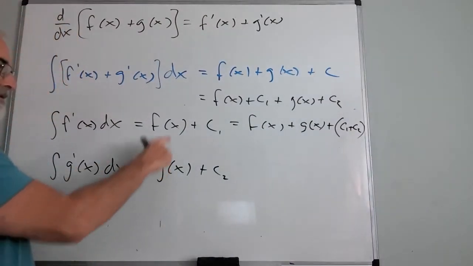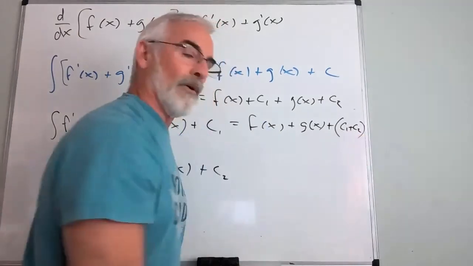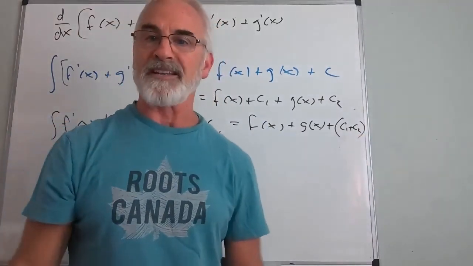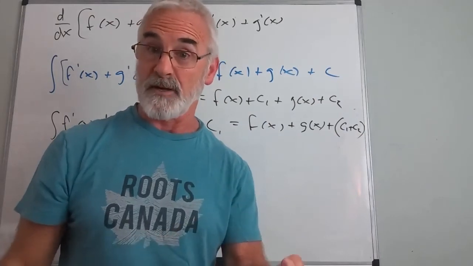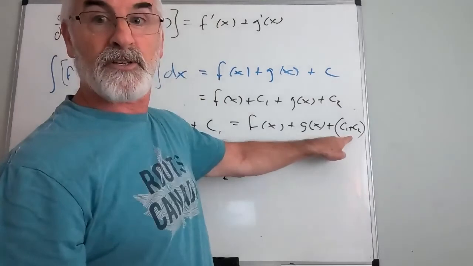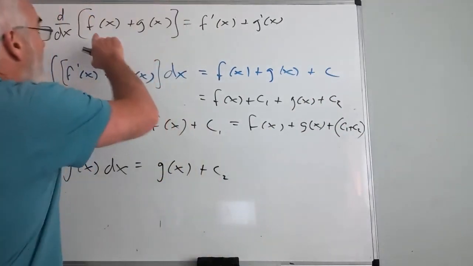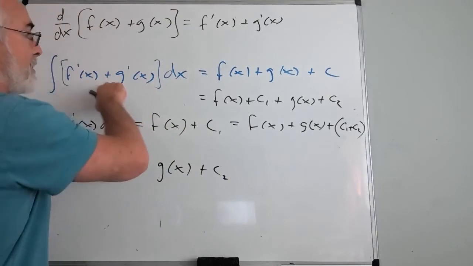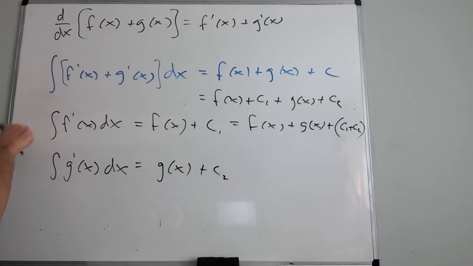If I took this answer and I added it to this answer, I have f plus g plus c1 plus c2. If c1 and c2 represent any possible real numbers, then their sum is still any possible real numbers. So we generally rename it as what we call C3 or just C. So what have we just proved? That the integral of the sum is equal to the sum of the integrals.